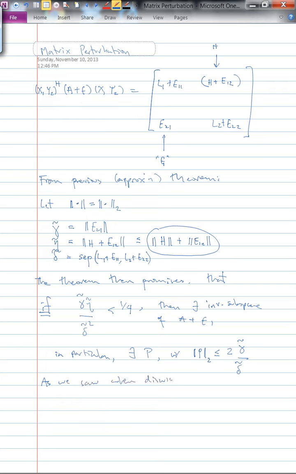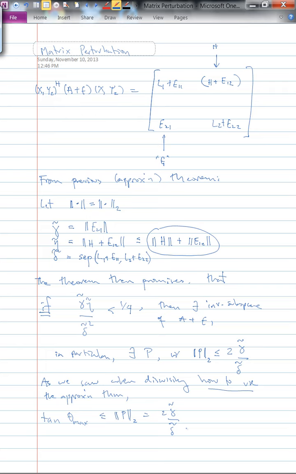And so one implication of this is, as we saw when discussing how to use the approximation theorem, in particular, this implies that if we look at the largest canonical angle between the two subspaces, its tangent is bounded by the norm of P2, which is equal to twice gamma over delta.